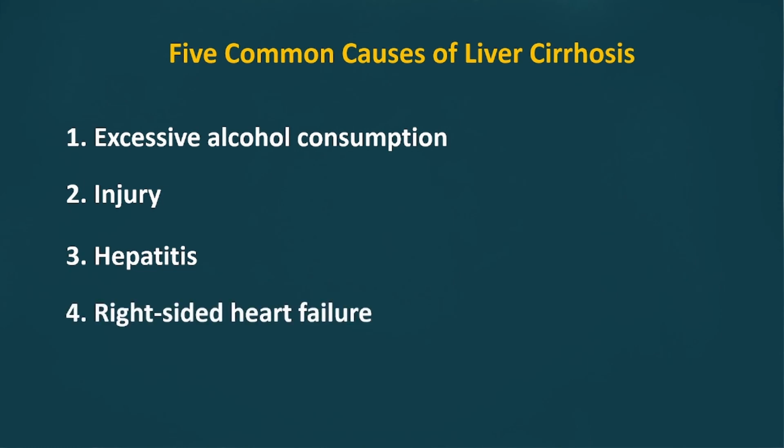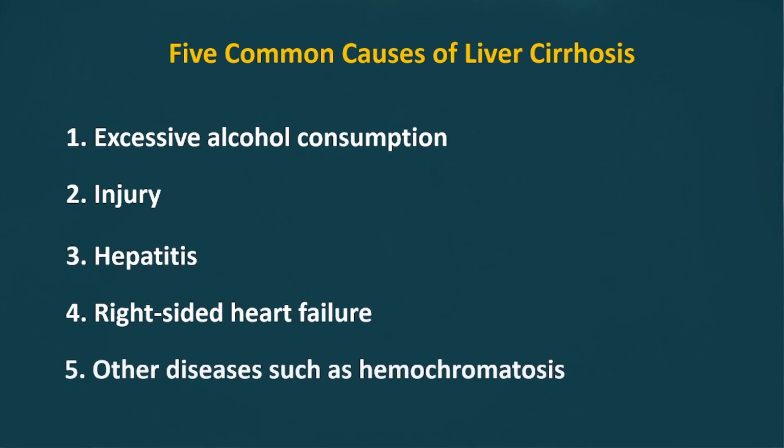Right-sided heart failure. This results in hepatic venous congestion that may predispose the liver to hepatic injury. Other diseases such as hemochromatosis, a genetic or acquired disorder in which iron-binding protein accumulates in various tissues, typically leading to liver damage.